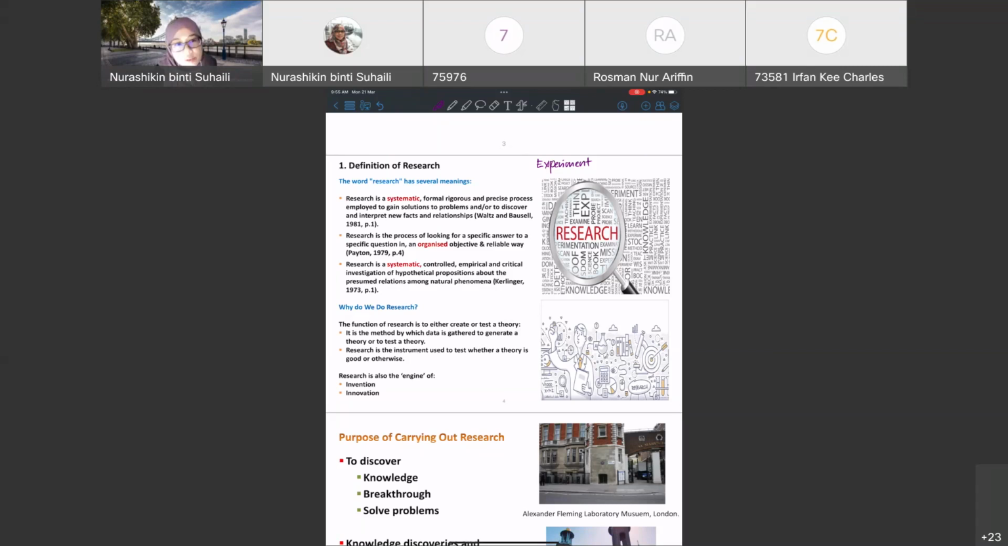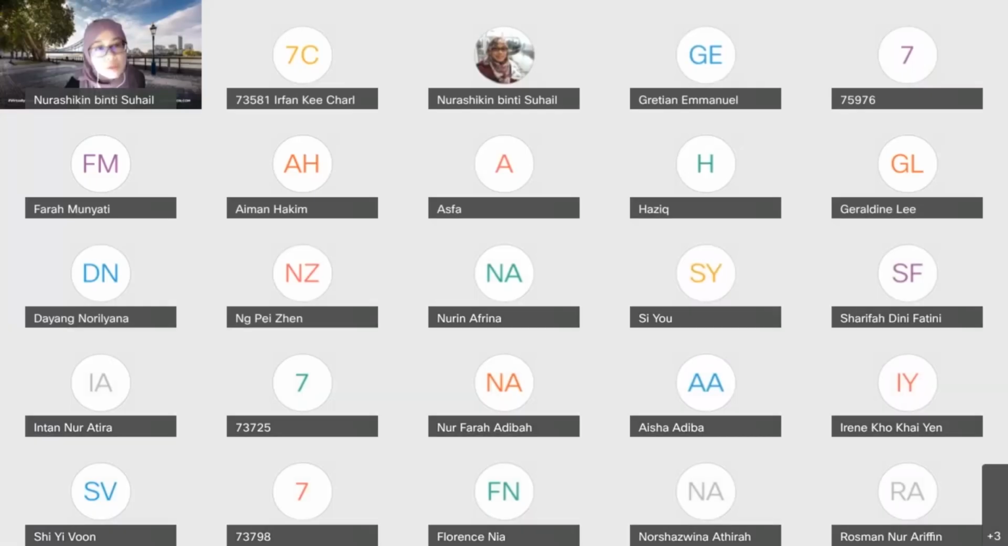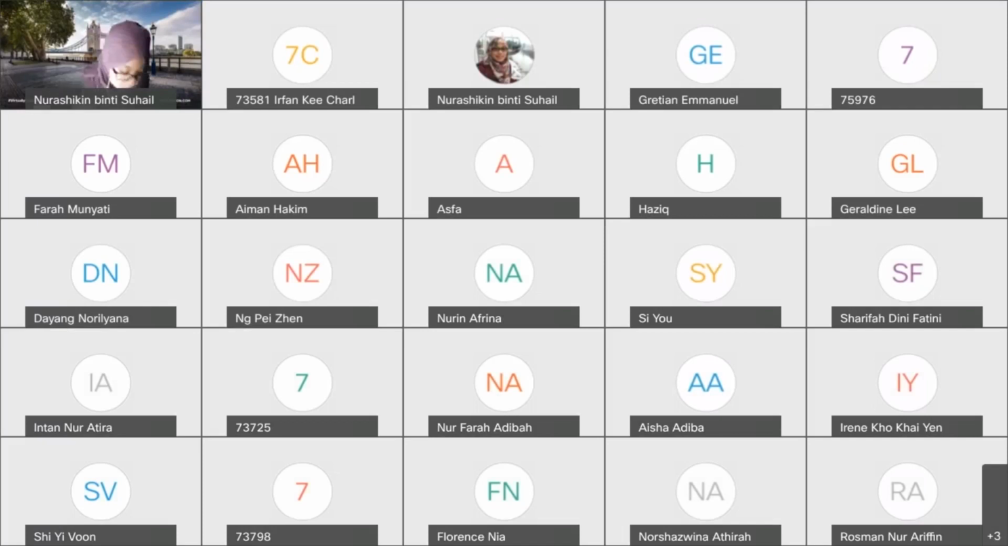Okay. So apa beza research and experiment ni? Research ni it sounds big. It sounds bigger actually. Experiment ni, when you do experiment, when you do experiment, longer.